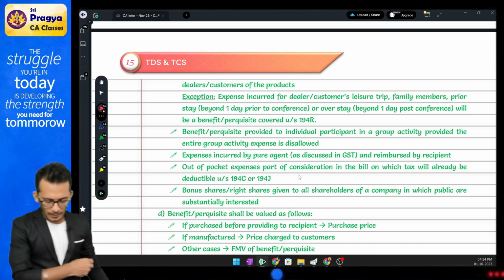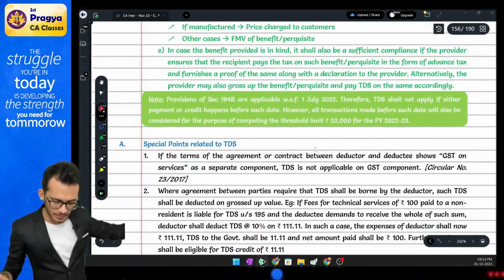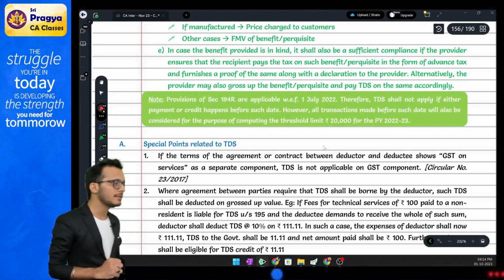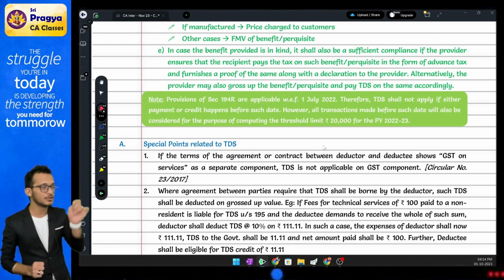This is what the section is. But the most important part in the section is the last table. Understand that this section is only applicable from 1st July.